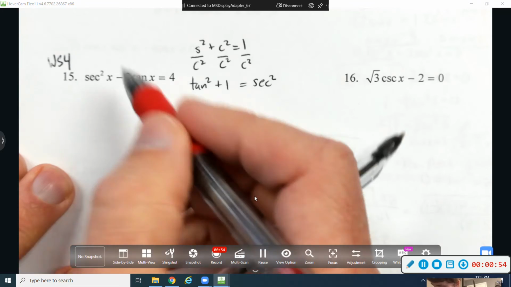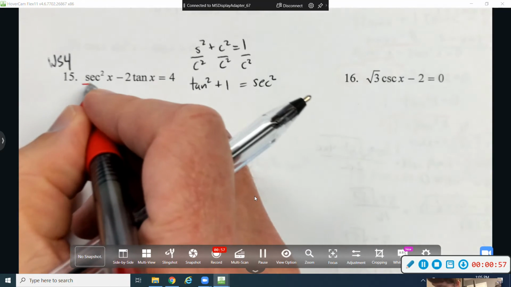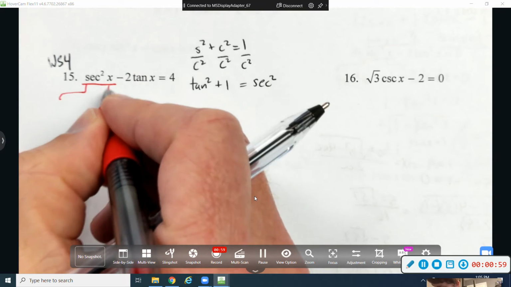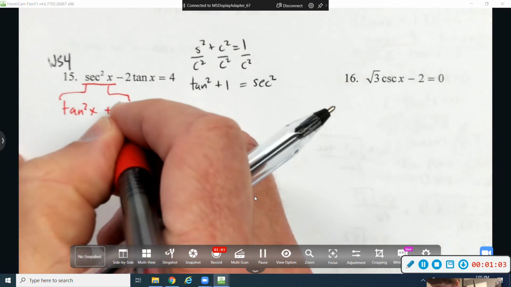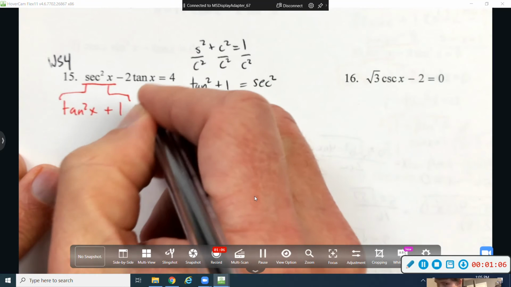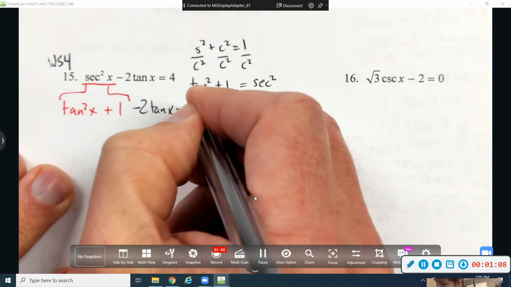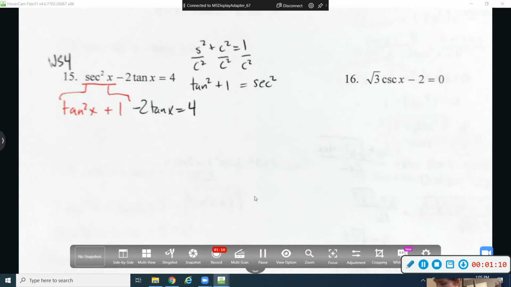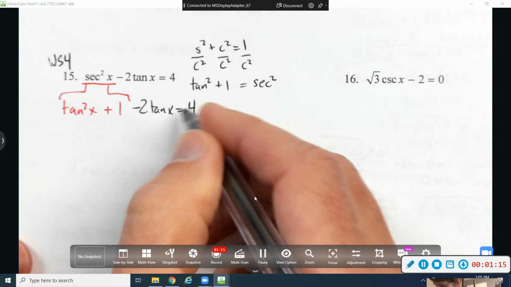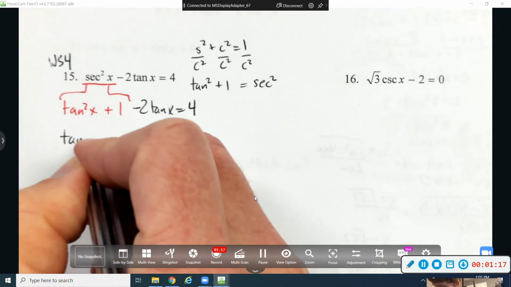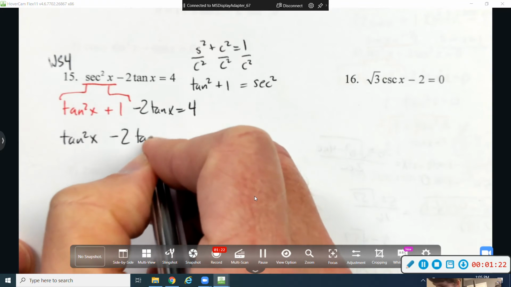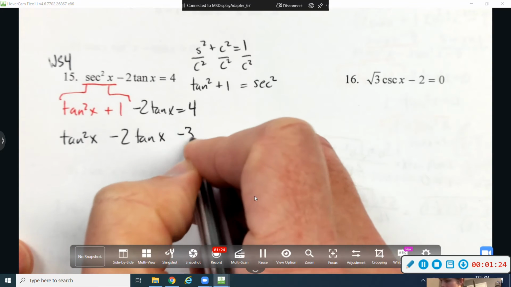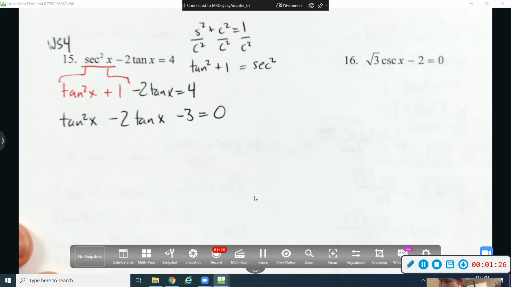Secant squared, because it's squared. Tangent isn't even squared. So in place of secant squared, I'm going to put tangent squared plus 1. Everything else stays the same. And then I can shuffle things around, move everything to one side, collect like terms. So tangent squared x minus 2 tangent x minus 3 equals 0.